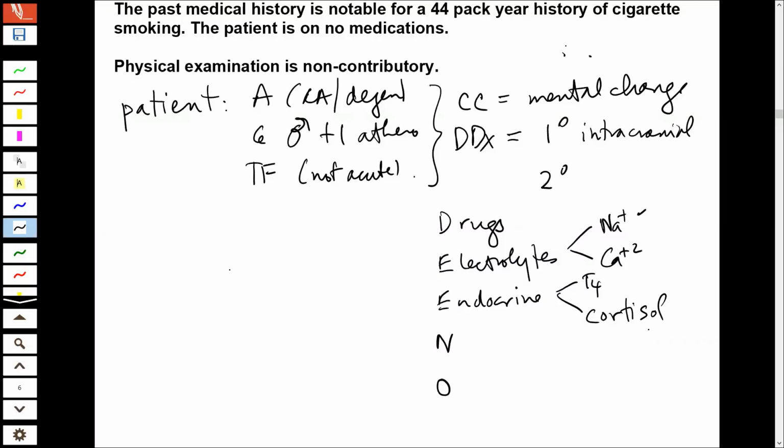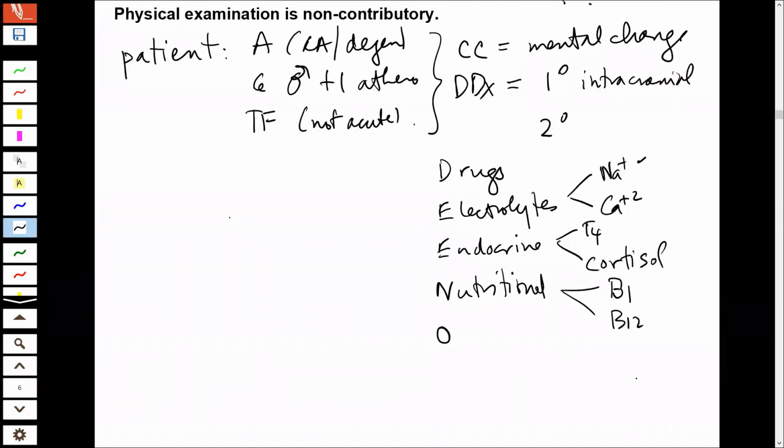Okay. N is for nutritional. Okay, so what are my 2 vitamins that can do this? Thiamine. Yep. B12. Yeah, brilliant. Okay, and then we go into organ failure. Is there any organ that can fail and not give you a metabolic encephalopathy? Not that I know. So congestive heart failure, lung hypoxia, kidney, just do the list of all the organ failures.